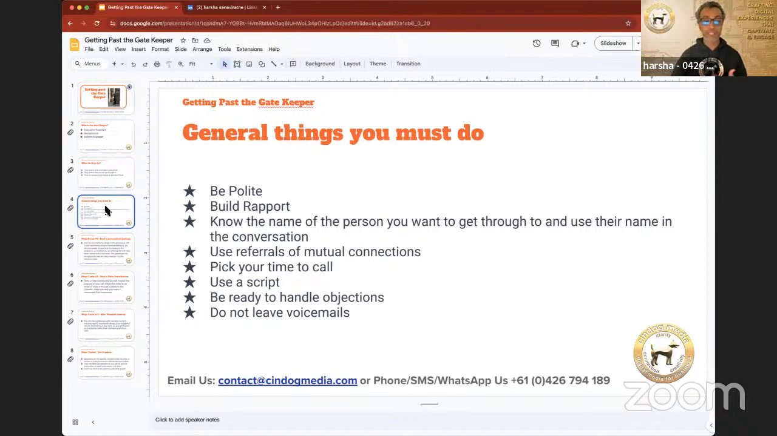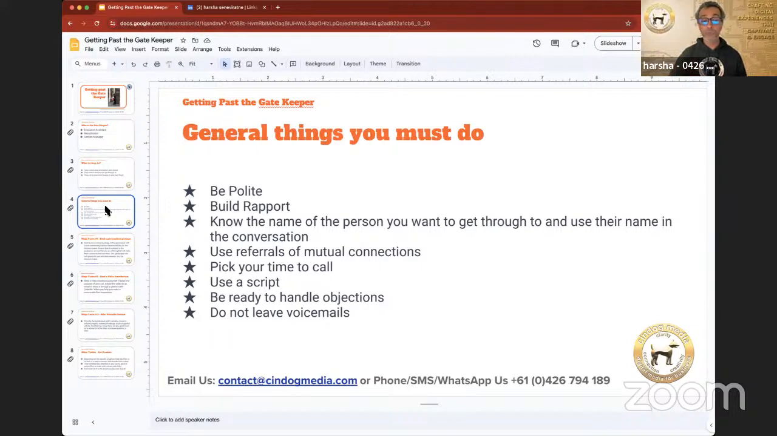Endeavor your best to be as polite as you can, build rapport, strike up a conversation without taking too much of their time. Be friendly. Know the name of the person you want to get through to and use their name in the conversation. So if you know the person that you want to connect with, that's going to go a long way for you to establish contact and get through the gatekeeper.